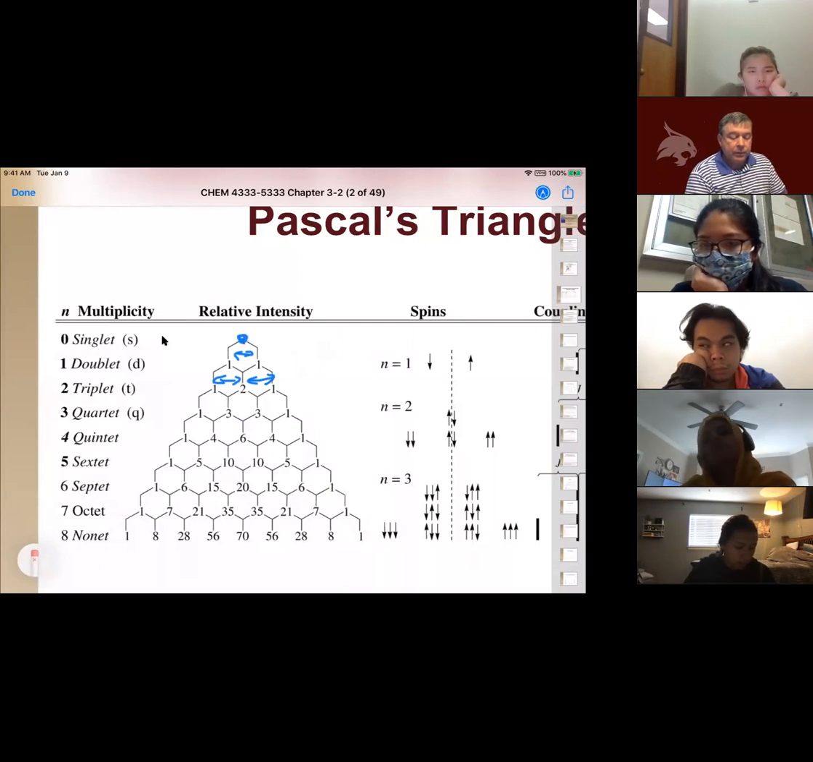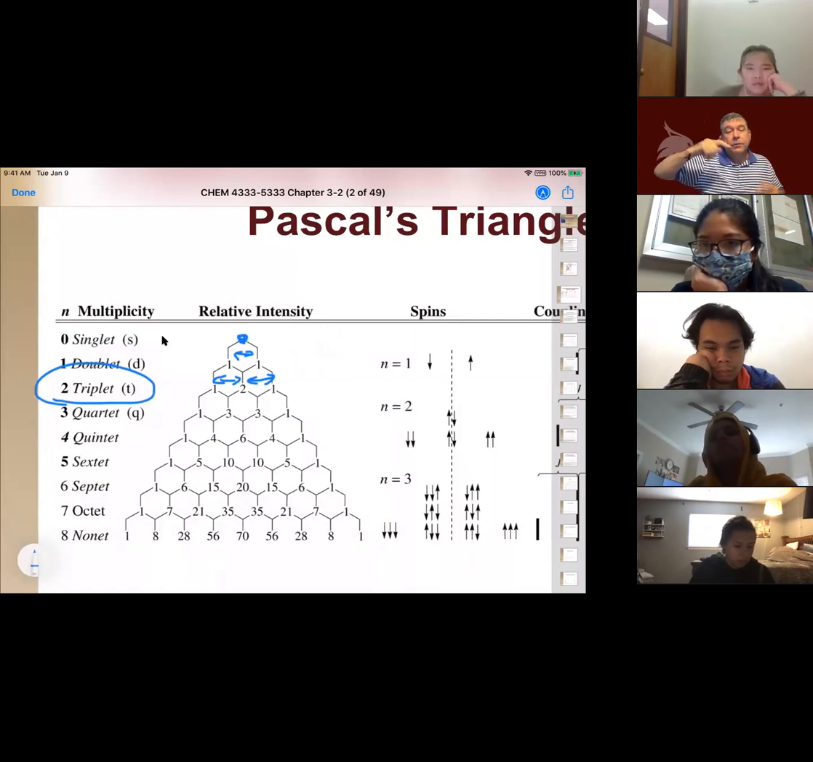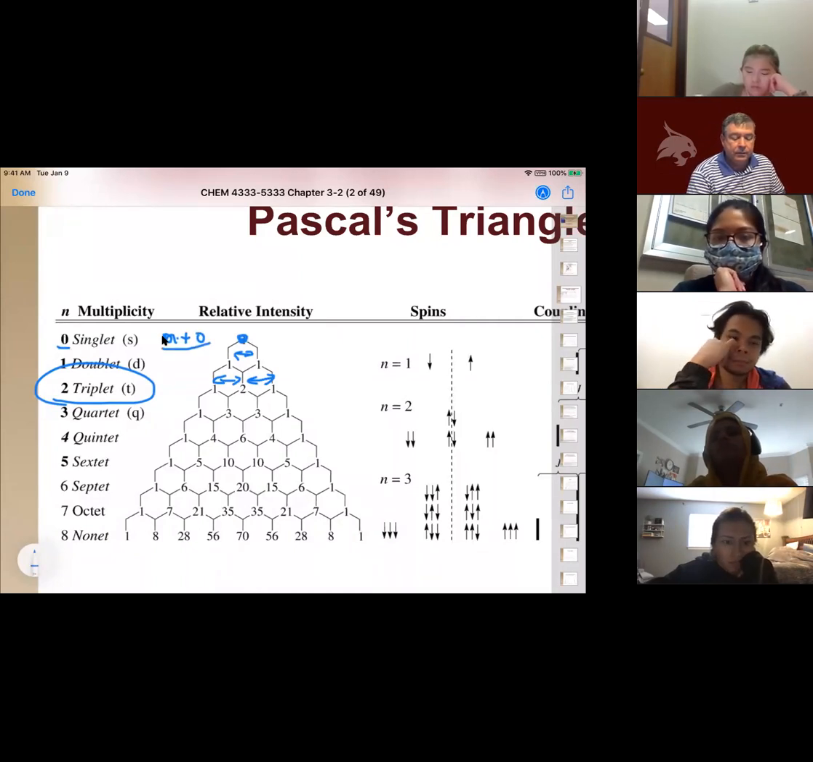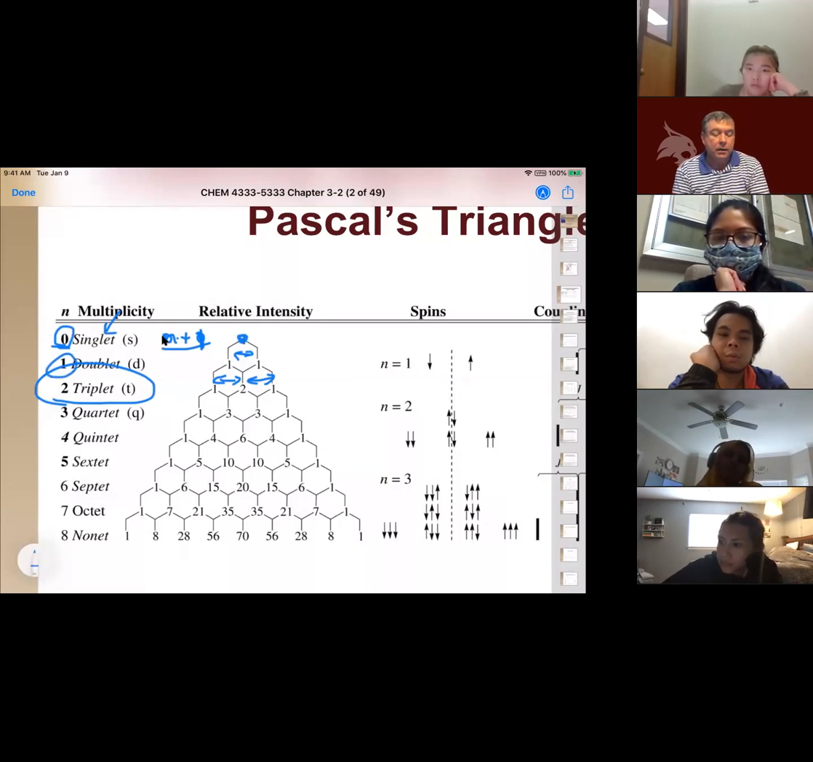Okay, so a triplet is going to be a single peak that is split by 2 other non-equivalent protons. It's n plus 1, where n is the number of adjacent non-equivalent hydrogens, and 1 is for the proton itself. So this is 1 adjacent hydrogen, splitting it into 2. This is 2 adjacent hydrogens, splitting it into 3.